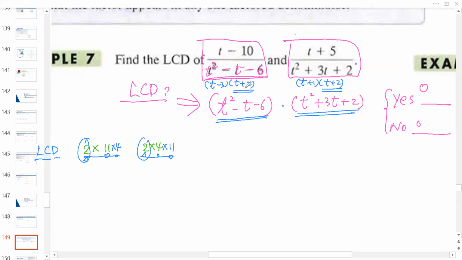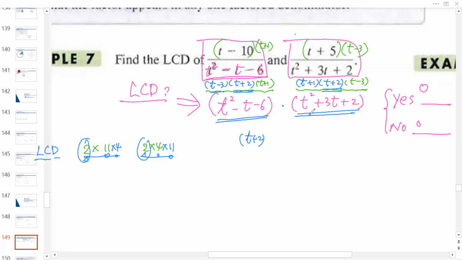So they have the common factor in this case. t plus 2 is the common factor. We only use one copy of it if they are common. t minus 3, they don't have it, so this one needs t minus 3. And t plus 1, they don't have it here, so you need a t plus 1 here. So right now you have the same denominator, right? So you need to multiply at the same time here, right? Okay. So keep this in mind.